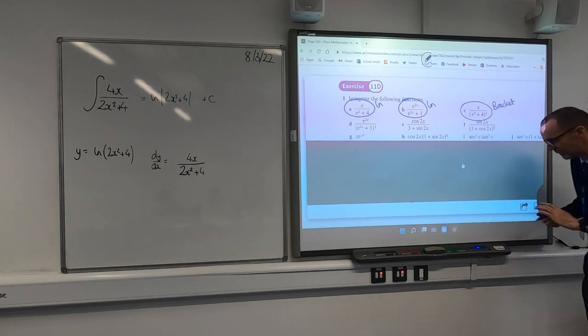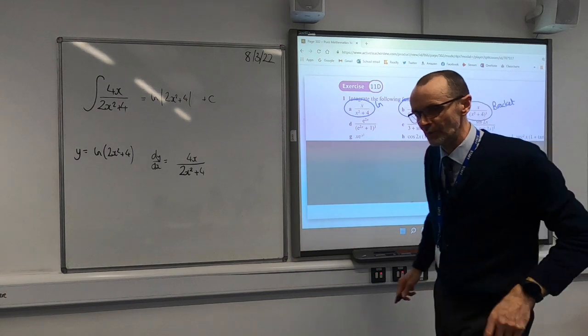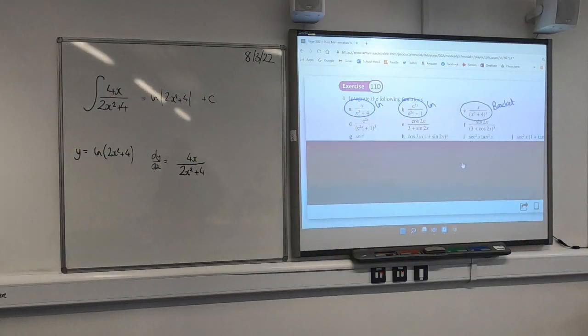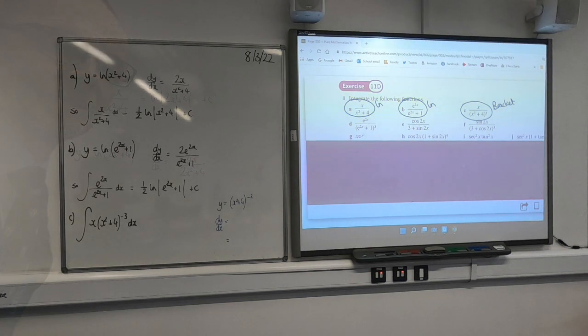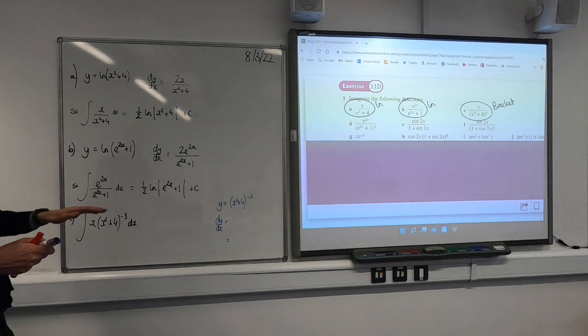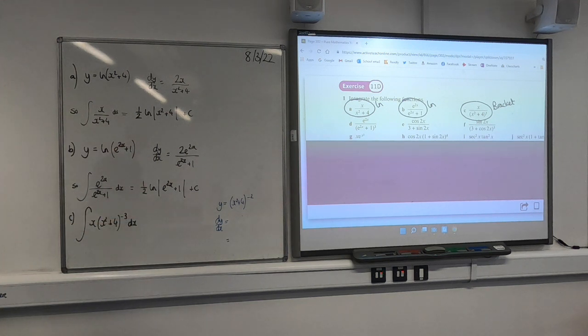I'd love to say let's spend the whole lesson on all of this, but we don't have the time. So the first two I differentiated ln of the denominator. You get 1 over that denominator multiplied by what you get when you differentiate the denominator. And then I just tweaked it. So it was half in both cases.